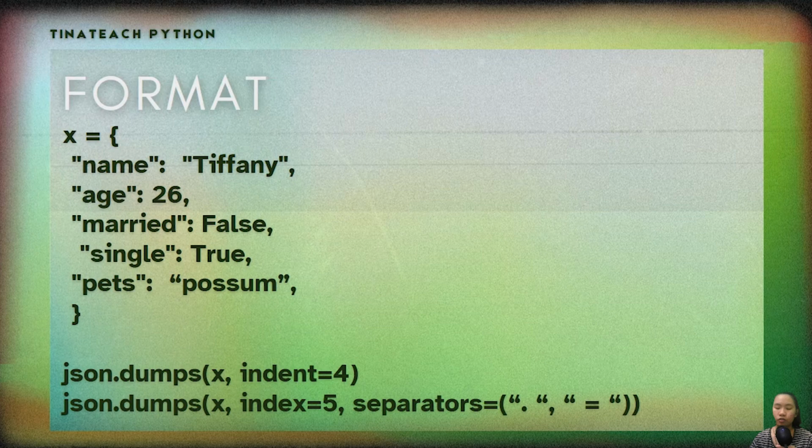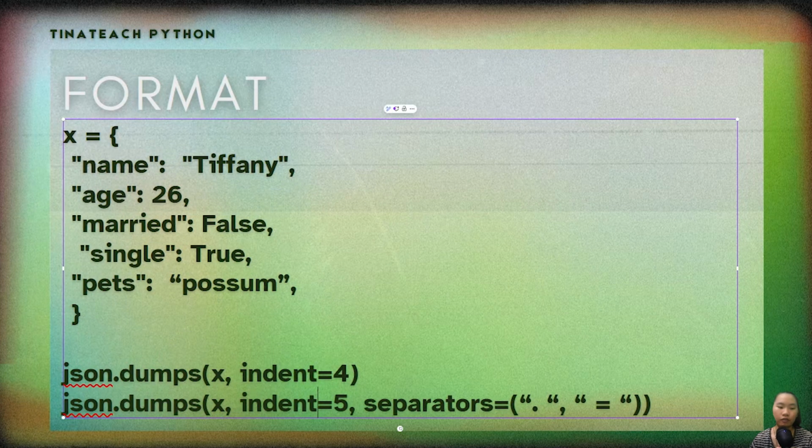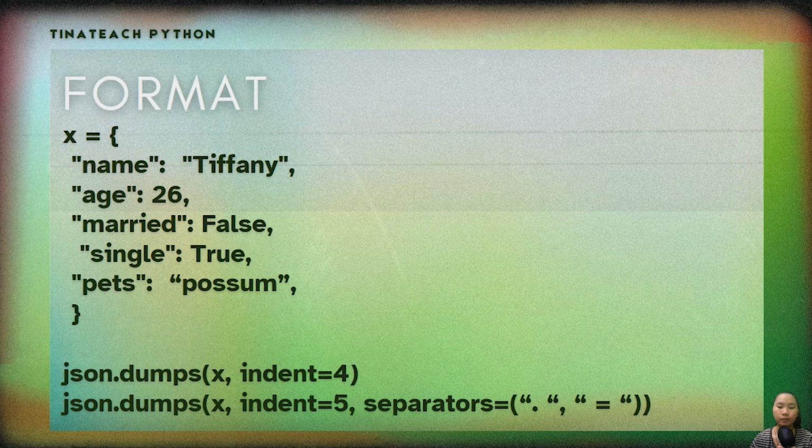Okay, now to format. I'm going to introduce to you two customizations. Well, three customizations for format. First, it's indent. You know this, it's just spaces in front of the line, right? I want to change this a little bit. It's indent, not index. Okay, I do have a little bit of dyslexia here and there. Indent for 5, and then we have separators.